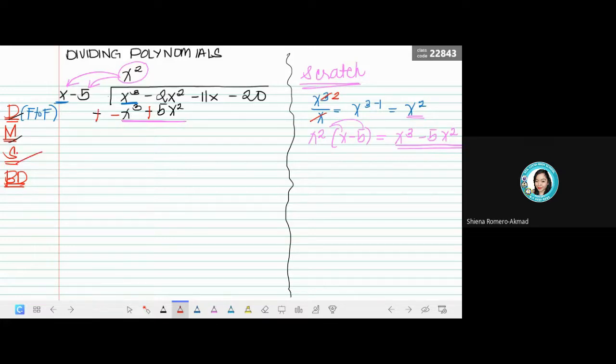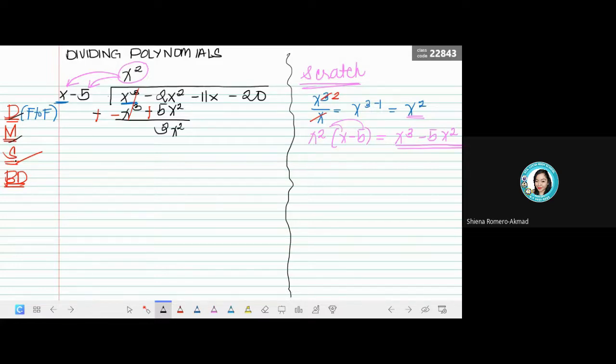Okay? So after you multiply, you subtract. And then, pag nag-subtract po tayo, change the sign and proceed to addition. Try lang natin itong pink. And then we will now proceed to addition. So x cubed plus negative x cubed, that would be 0. Ito naman, negative 2 plus positive 5 is positive 3. So we have 3x squared.